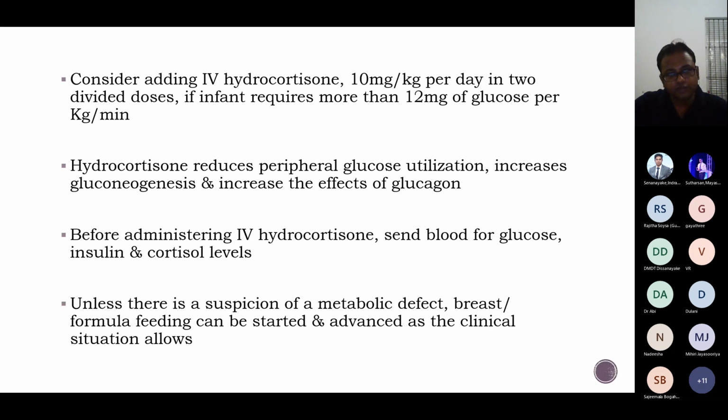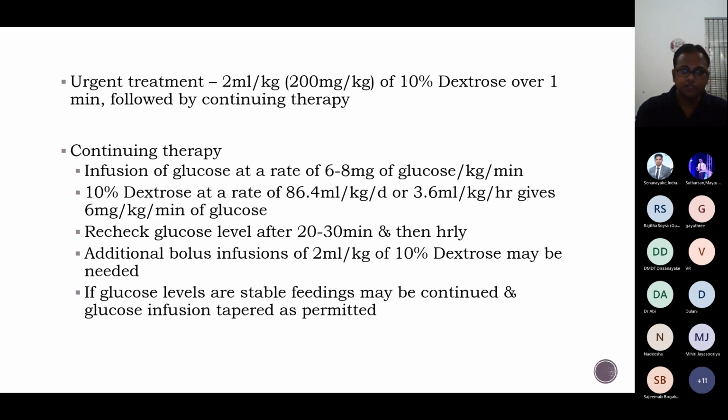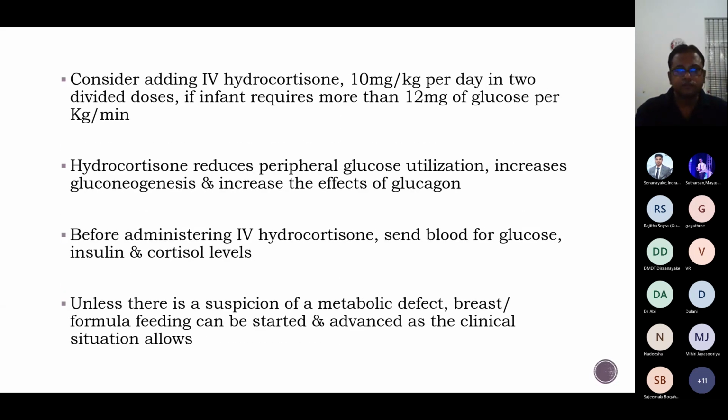And then if the sugars are not maintaining, you can add IV hydrocortisone, 10 milligram per kg they recommend. And by the way, like that bolus we mentioned earlier, 2 ml per kg over 1 minute, and some authorities recommend it to be given over 5 to 15 minutes. So hydrocortisone dose-wise is 10 milligram per kg in 2 divided doses. That is if infants are requiring more than 12 milligram of glucose per kg per minute.